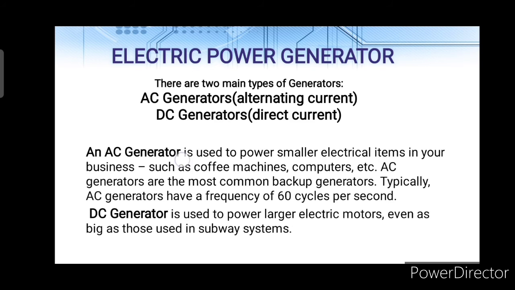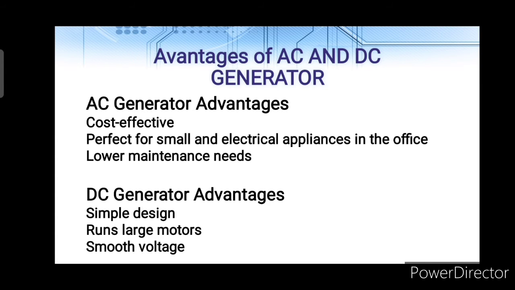Now, let us see the advantages of AC and DC generators. So, an advantage of an AC generator: it is cost effective, perfect for small electrical appliances in the office, with lower maintenance needs. While for DC generators, the advantages are simple design, runs large motors, and smooth voltage. So, we can see the advantages.